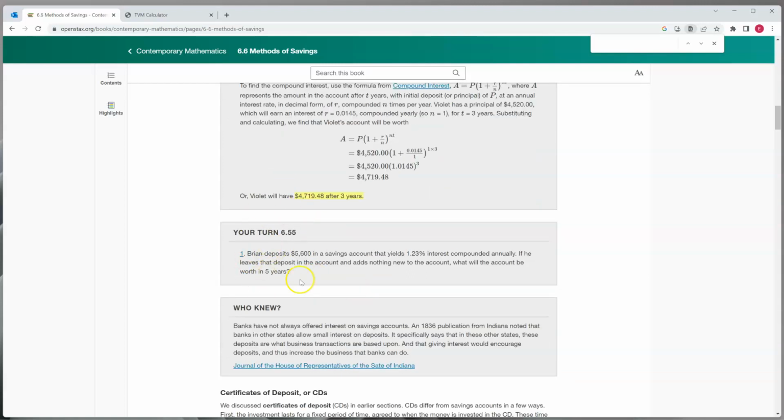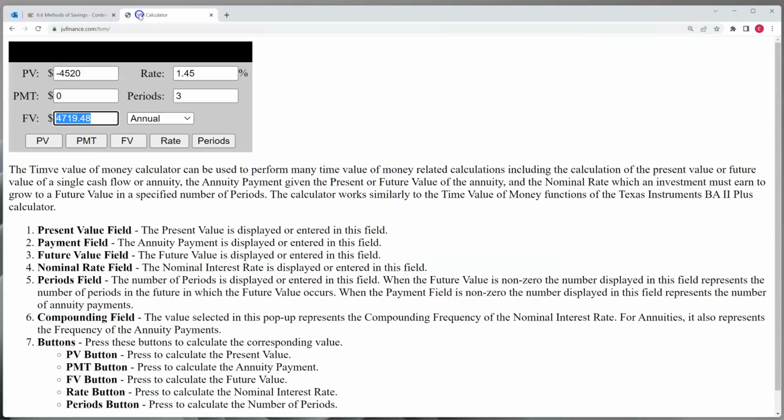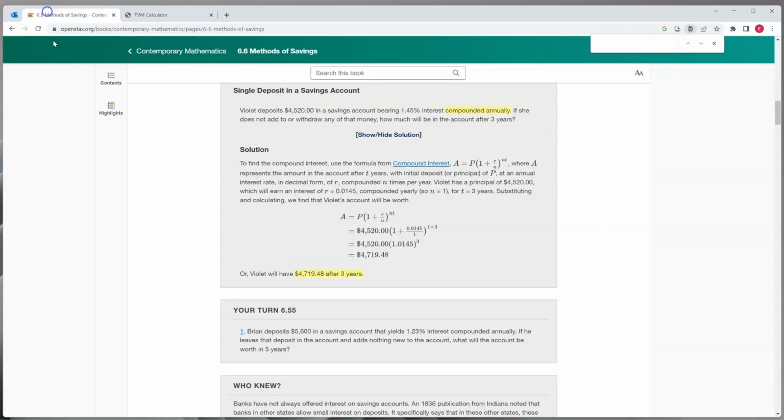So again, I love these Your Turn problems. I've done this one problem. You can try it by the formula if that's what your instructor wants. If you're in my class, I highly advise you head on over and use the TVM calculator, but pause the video and try your turn 6.55. See if you can get the answer, and you can click this number beside it and it'll take you to the solution for your turn 6.55.